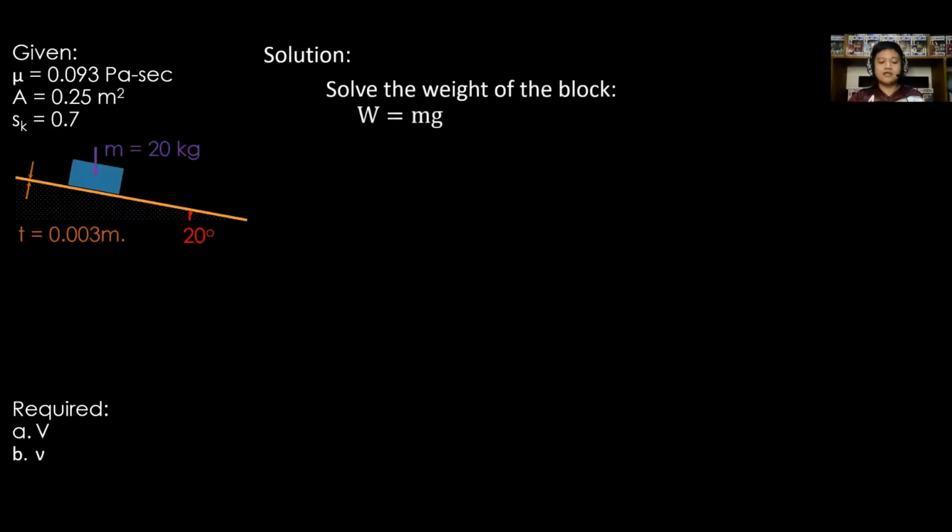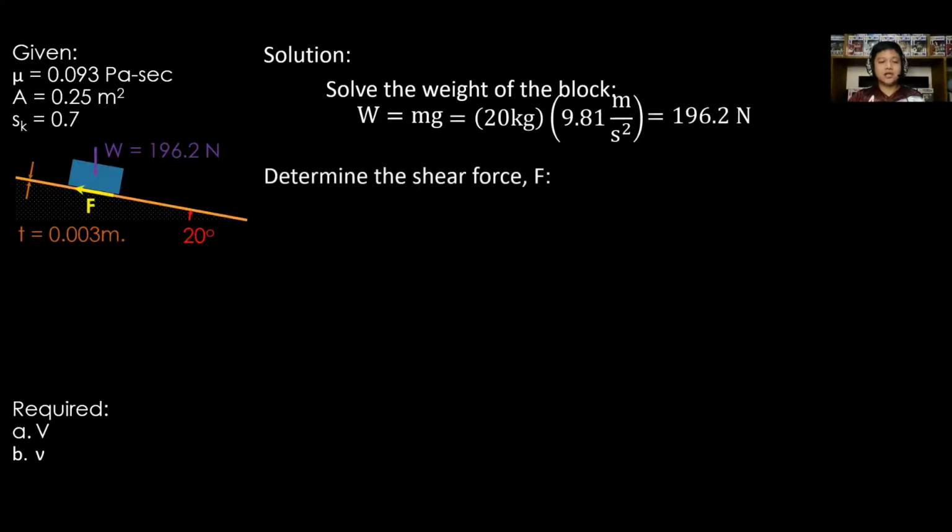To start, let us first solve the weight of the block since the problem stated only the value of its mass. Thus, W is equal to mass times gravity, where mass is 20 kilograms and the gravitational pull is 9.81 meters per square second. Therefore, the value of weight is 196.2 newtons. Knowing this value of W, let us now determine the shear force acting in between our block that slides through the kerosene.